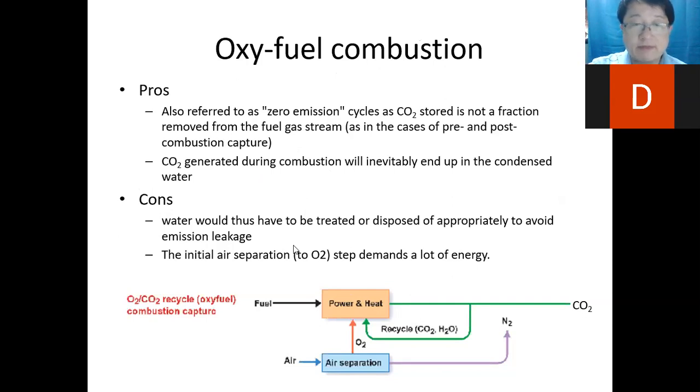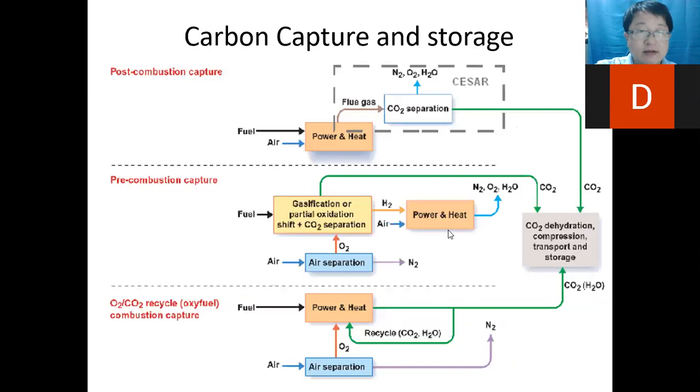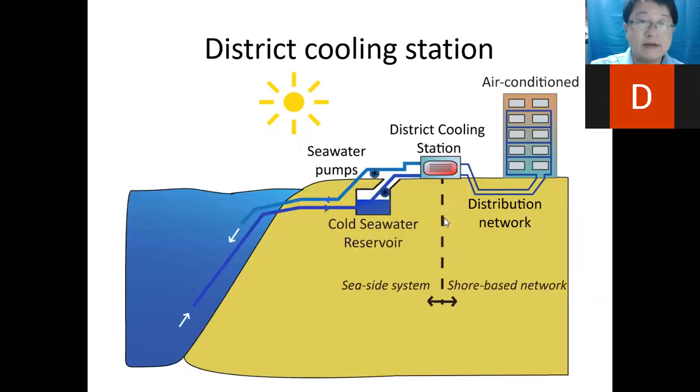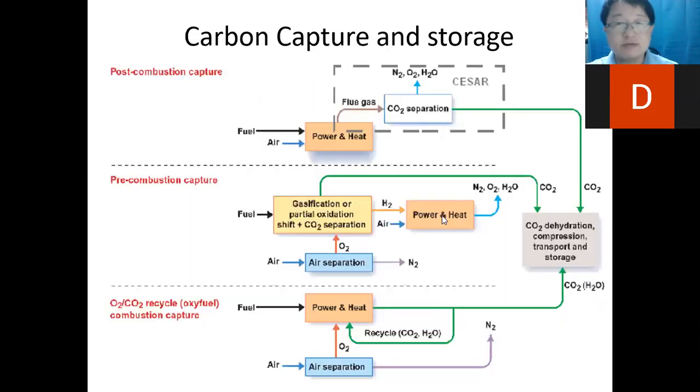But the problem is that the water will have to be treated and disposed of properly before the emissions leakage. Because apart from carbon dioxide, some water vapor will also be emitted, and then you need to do some treatment. So these are the three typical ways that we can capture and store the carbon. Any questions up to this moment?